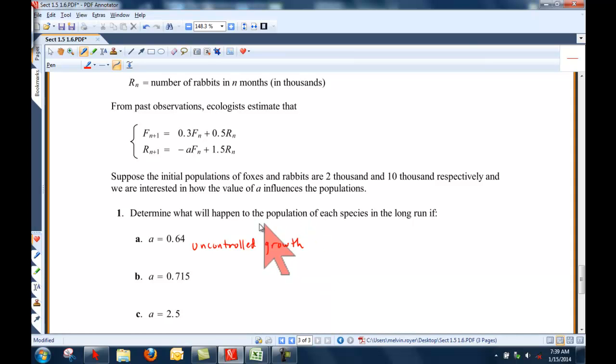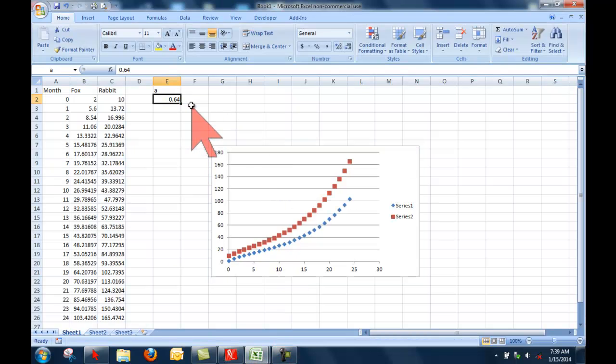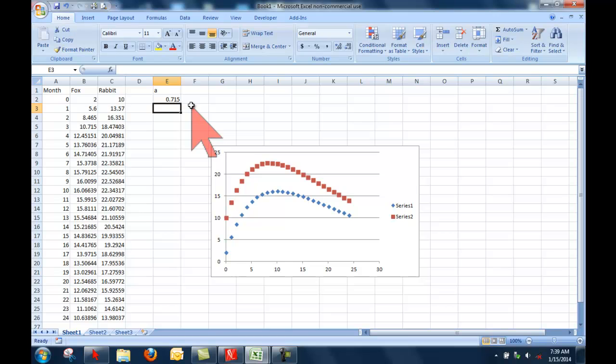The next value of A was 0.715. Let's go back and put that in. And what we see here is an interesting situation. The populations both increase for the moment, and then they start to come back down again. If you look very carefully, remember the rabbits are red, the fox are blue. If you look very closely, you see that the rabbit population peaks just very slightly before the fox population.